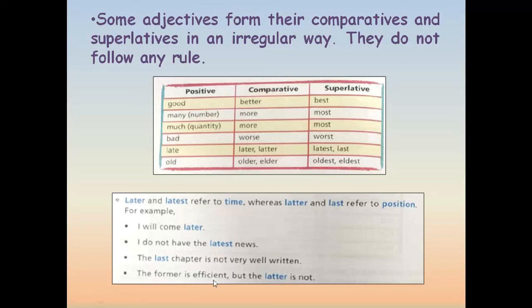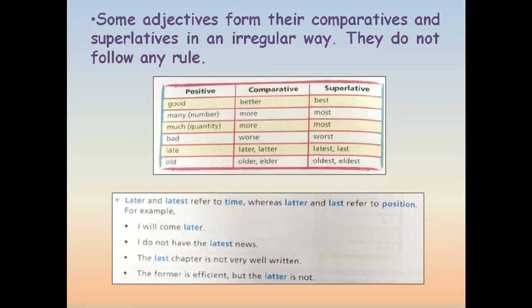The former is efficient, but the latter is not. Former means the first, latter means what comes after that. So the former is efficient. Efficient means good, but the latter is not. Latter means something which comes after. So later, latter, latest and last, these are all forms of late, but later and latest refer to time, whereas latter and last refer to the position of something or someone.